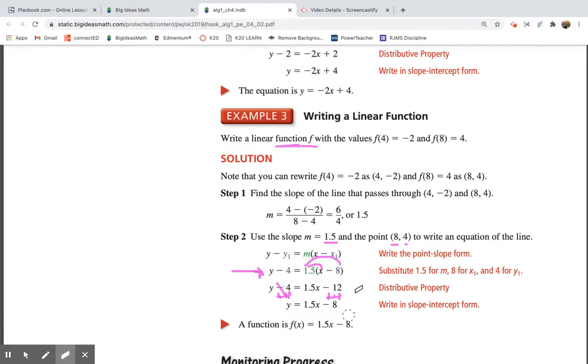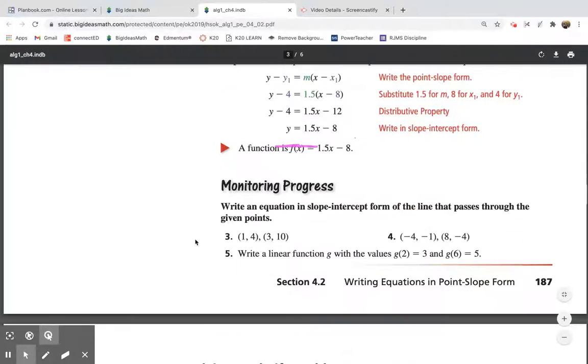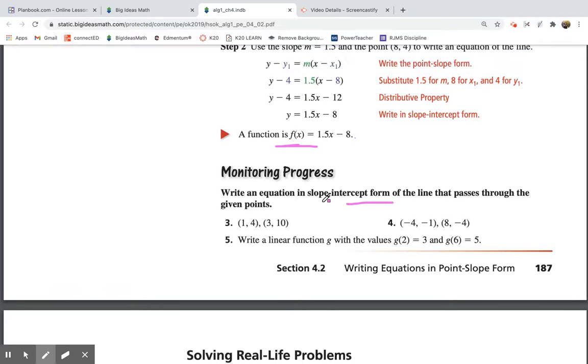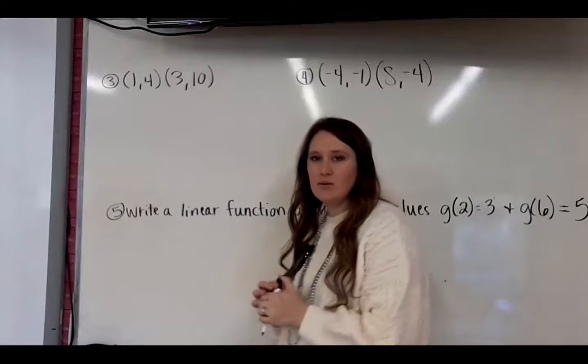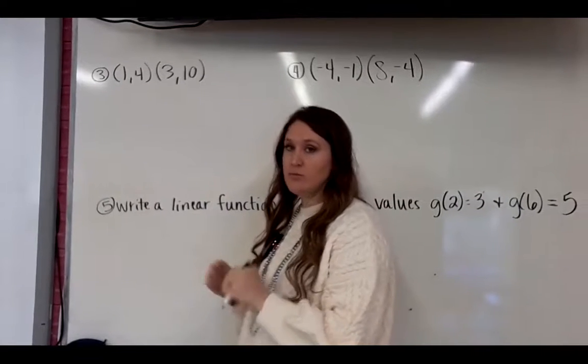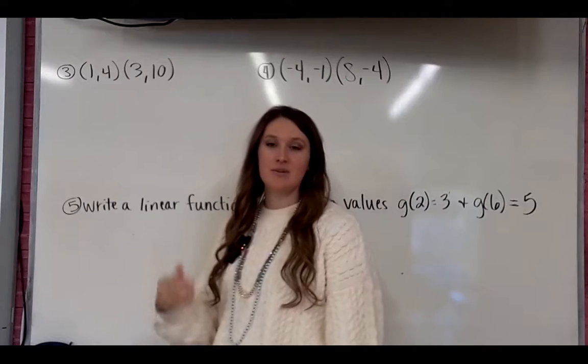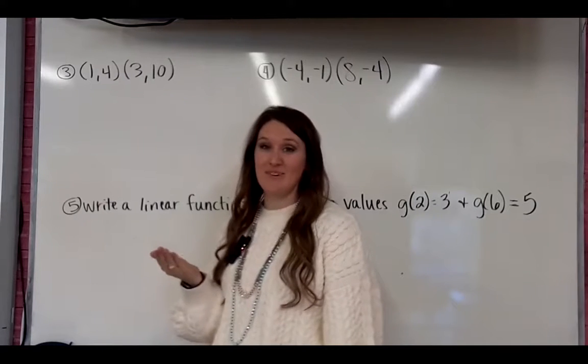So what I'm going to do, let me just erase a little bit of this. I won't erase all of it. Okay. I want you to try all 3 of these, 3, 4, and 5. So it says write an equation in slope-intercept form of a line that passes through the given points. So all 3 of these, and then I'll go over them with you. Now we are doing slope-intercept form, not point-slope form.